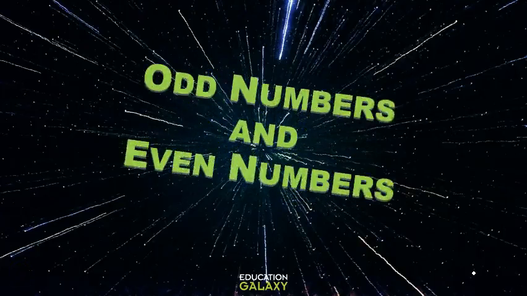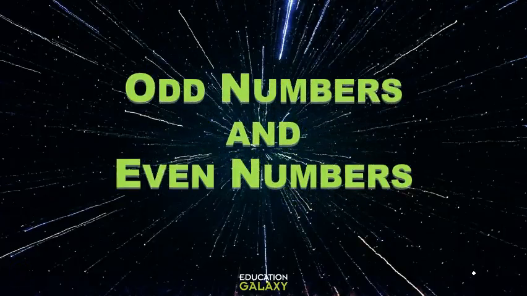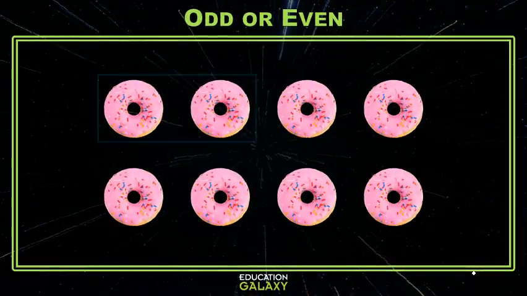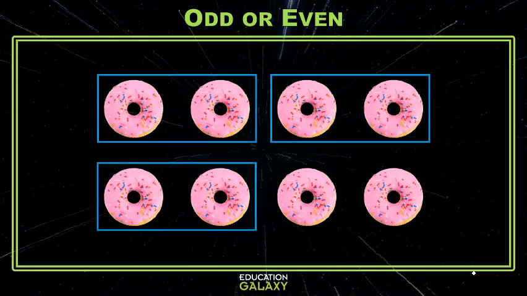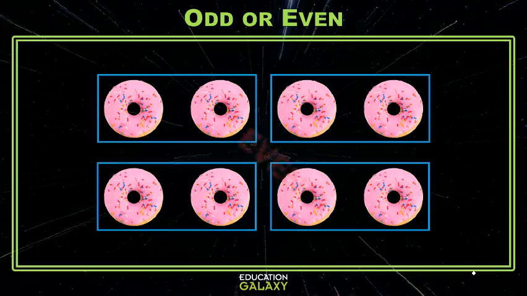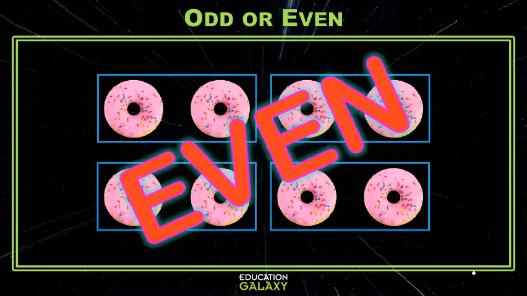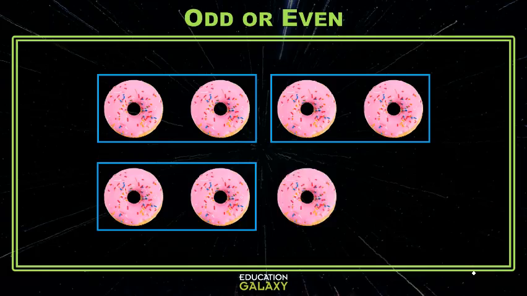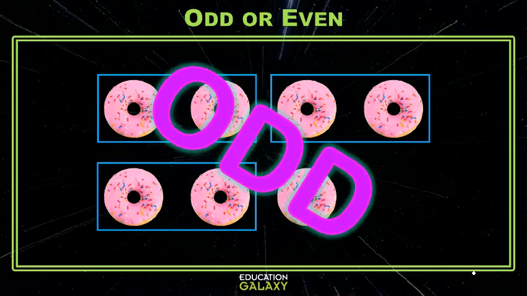Hey everybody, today we are talking about odd numbers and even numbers, and maybe you've heard of them before. Maybe you had a group of objects and you'd try and put them into groups of two, and if you didn't have any left over, you could say, hey, this is an even number of objects. Or sometimes you would try to put them into nice groups of two, but then you'd have something left over, so you'd say, hey, this is an odd number of objects.